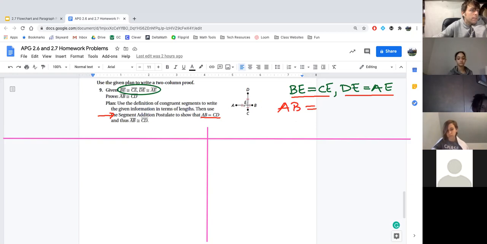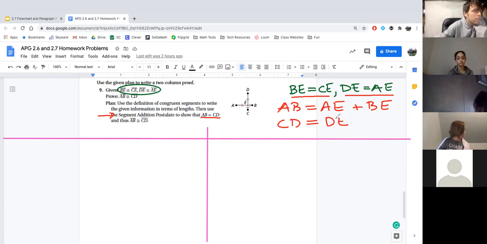AB is equal to AE plus BE, and CD is equal to DE plus CE. So I was able to write an equation about AB and an equation about CD.